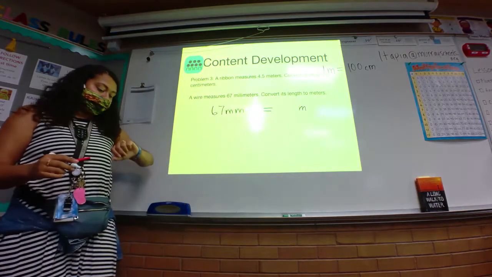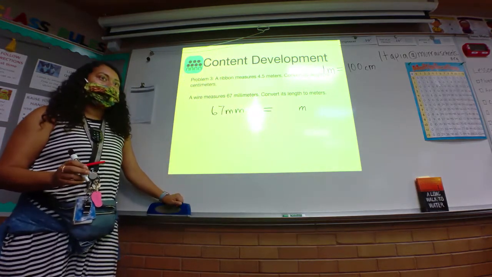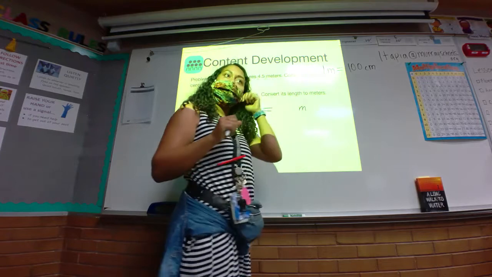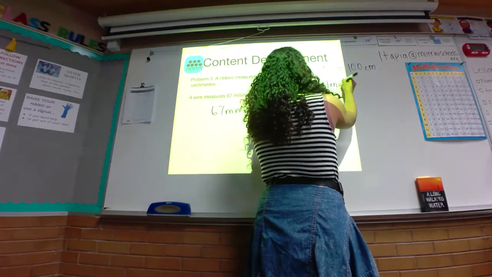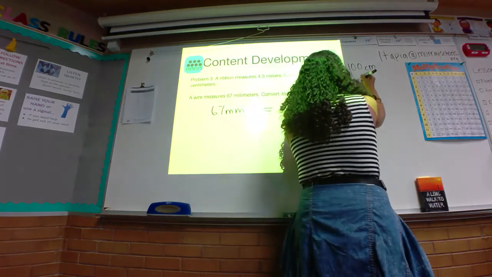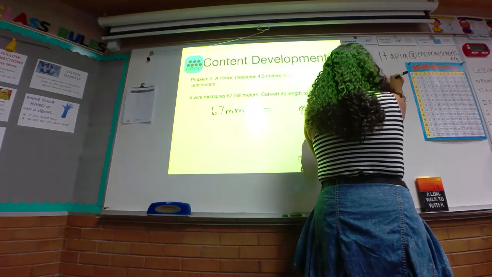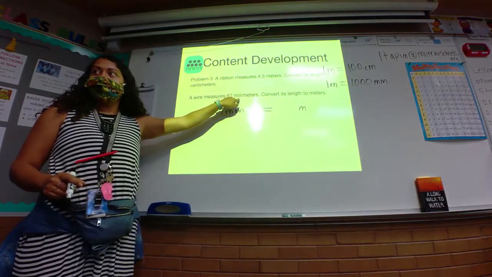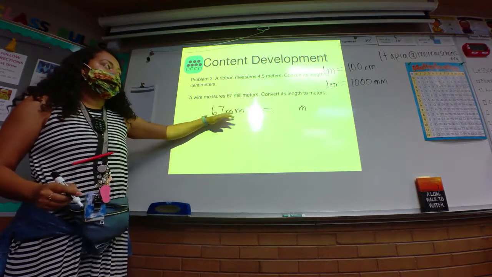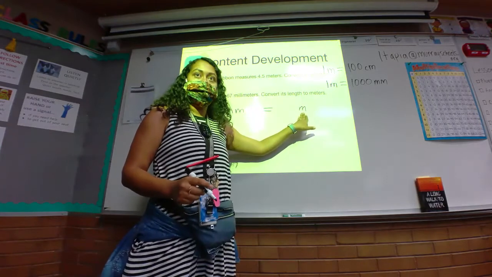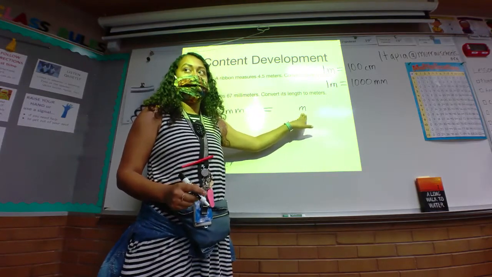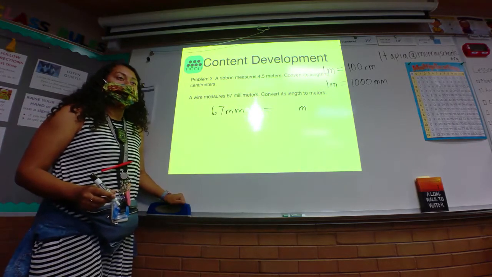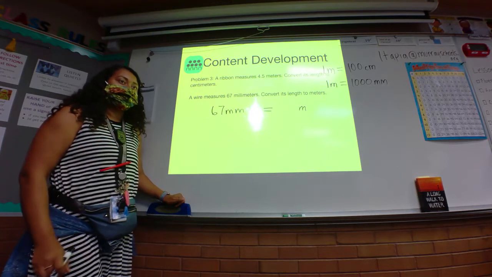Okay, who remembers way back when, like 15 minutes ago, when I showed you the chart for how many millimeters are in 1 meter? Does anybody remember? 1,000. 1 meter is equal to 1,000 millimeters. And remember, milli is for 1,000 as well, okay? So if we're starting with millimeters and we're going to convert to meters, is our value going to get bigger or smaller? Smaller. Why do you think it's getting smaller, Noah?